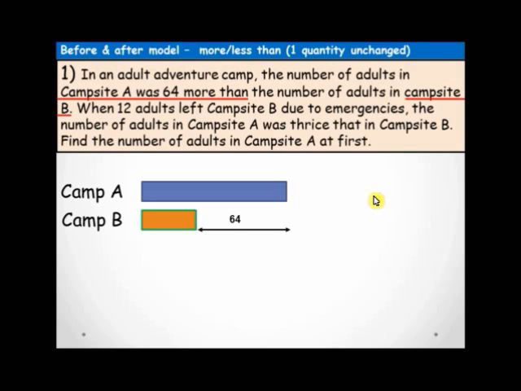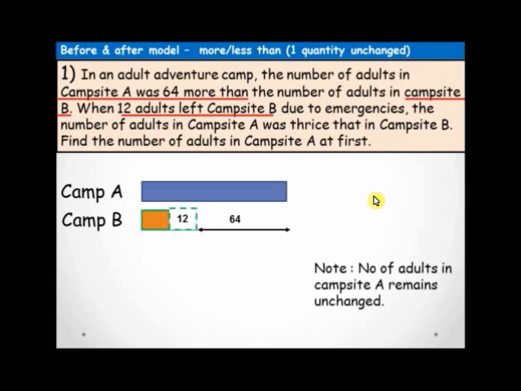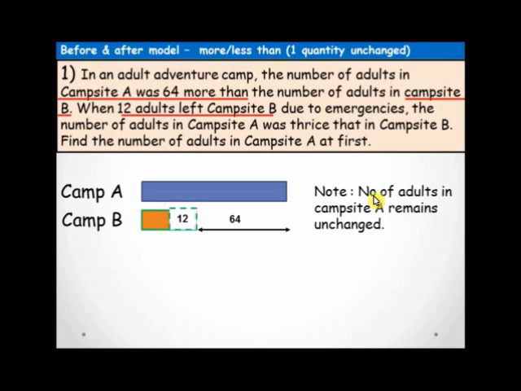Right. When 12 adults left campsite B due to emergencies, which means now we know that 12 adults leave campsite B, which means the number of adults in campsite A remains unchanged. That means the number of adults in campsite A, that value is the unchanged identity. Now what happens after this?